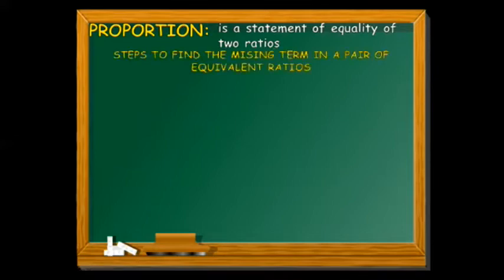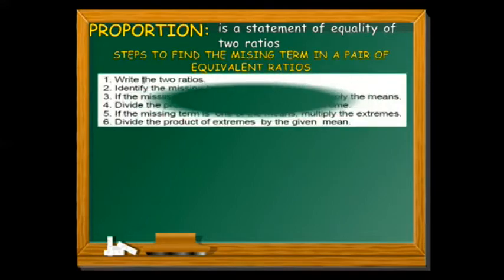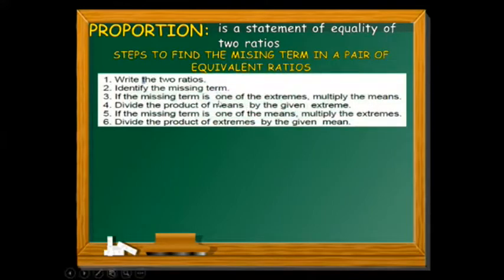And there are also steps to find the missing term in a pair of equivalent ratios. So here are the steps. Number one, write the two ratios. Number two, identify the missing term. Step three, if the missing term is one of the extremes, multiply the means. Number four, divide the product of means by the given extreme. Number five, if the missing term is one of the means, multiply the extremes. And number six, divide the product of extremes by the given mean. Okay?